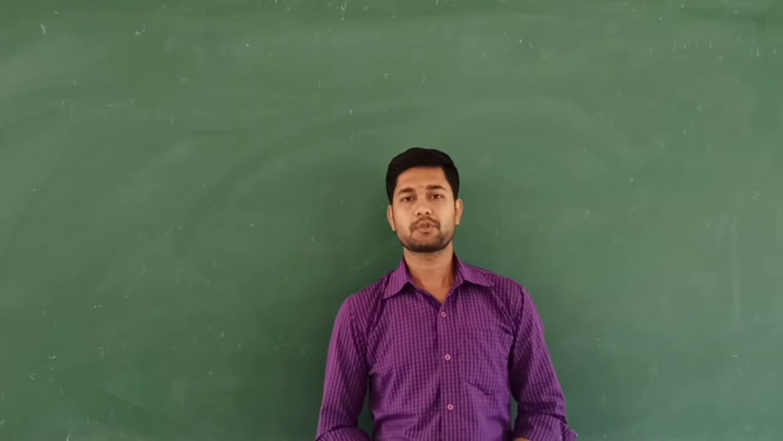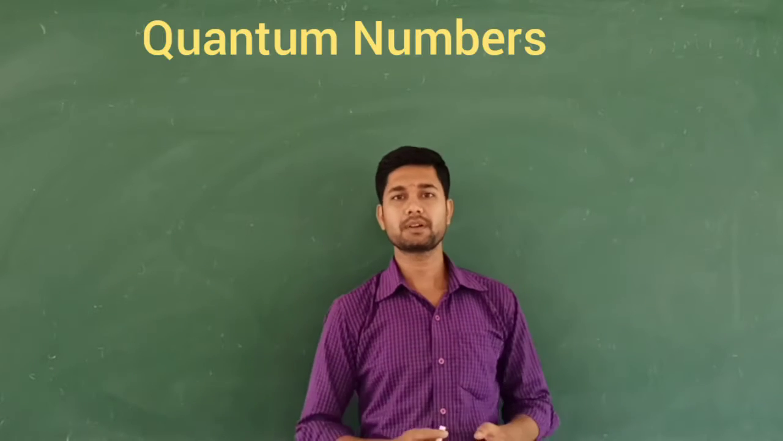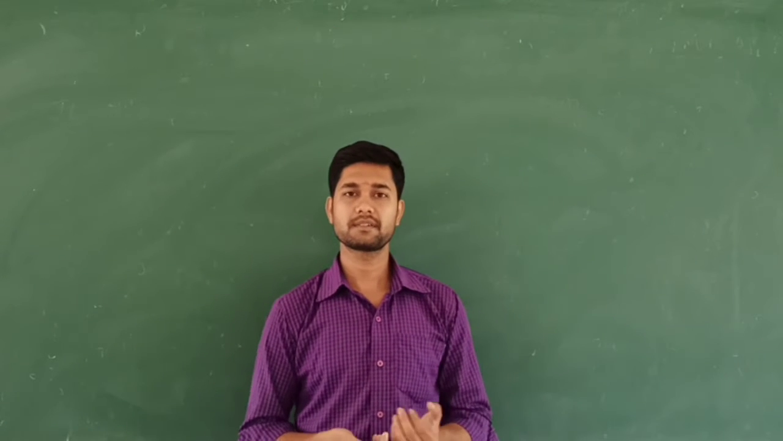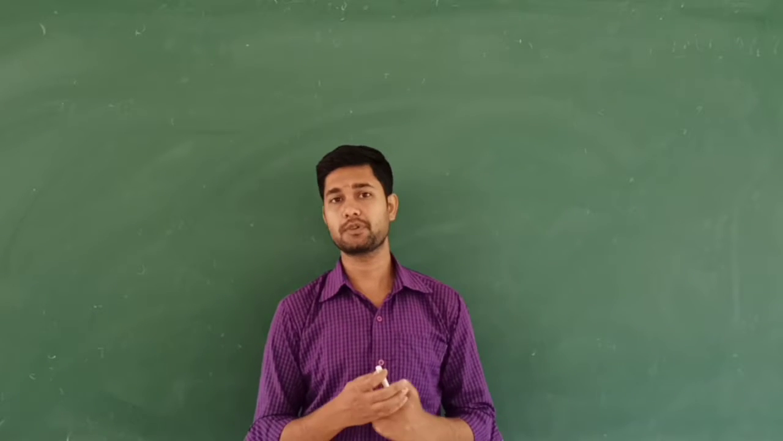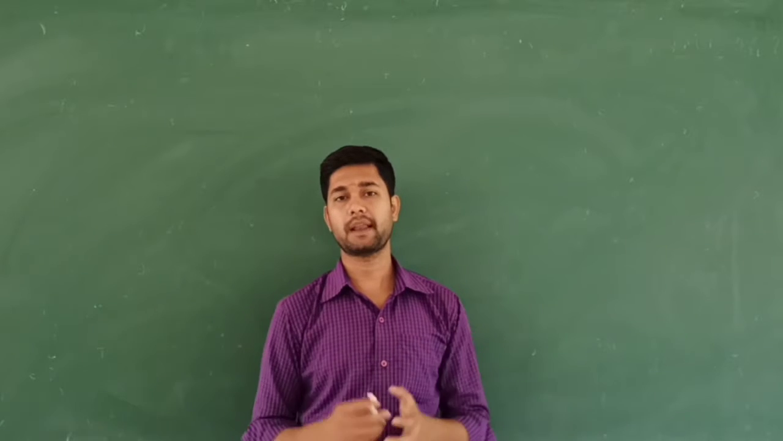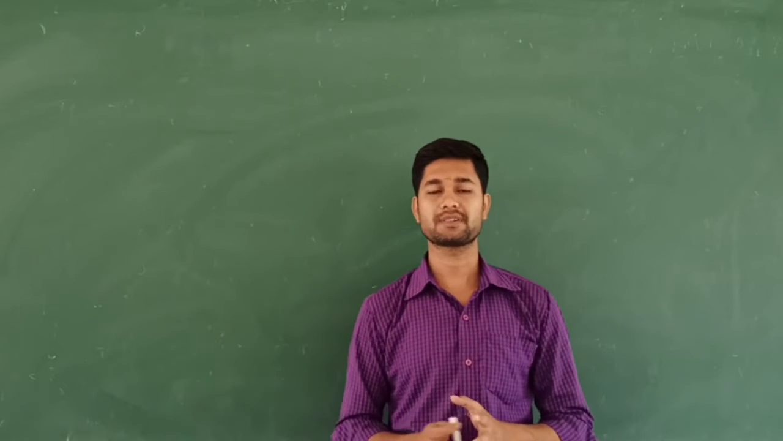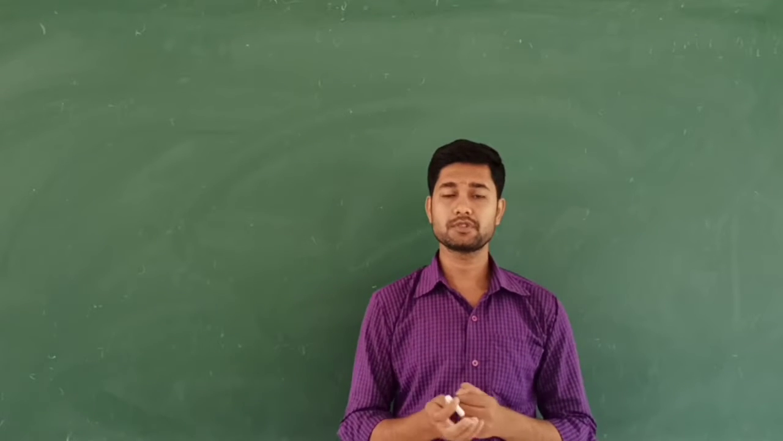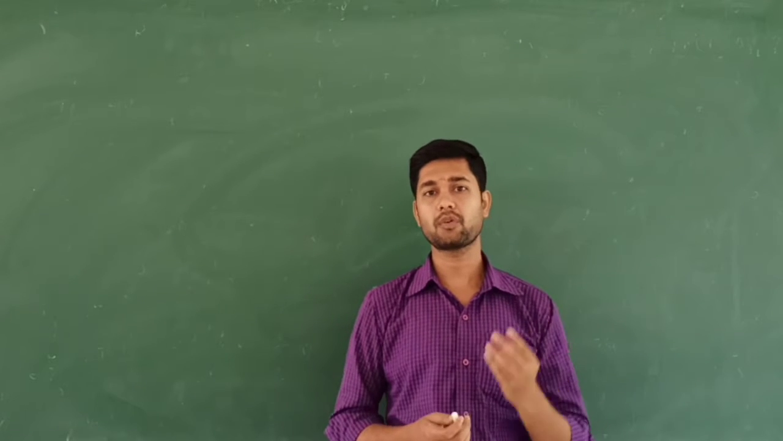Let us discuss the quantum numbers. What are these quantum numbers? Let us define them here. These are the numbers which are very much necessary to describe the distribution of electrons in the atom. We are going to call them the quantum numbers. And each electron in an atom is characterized by four quantum numbers.